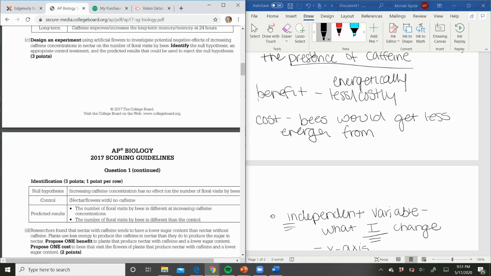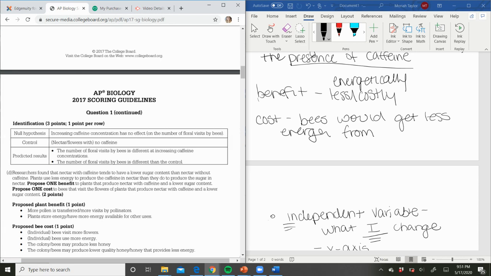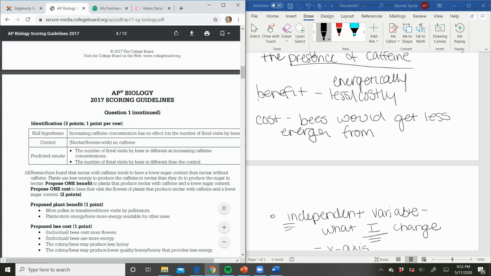So for your null hypothesis, you would put that increasing caffeine concentrations has no effect, so it wouldn't have any negative effects. It's the same thing as the null hypothesis I just showed you, but just a little bit different in context. And then your control would be the nectar and the flowers with no caffeine again. That's the same thing as what I put. It's just in a little bit different context.